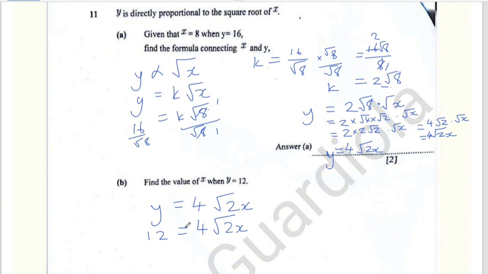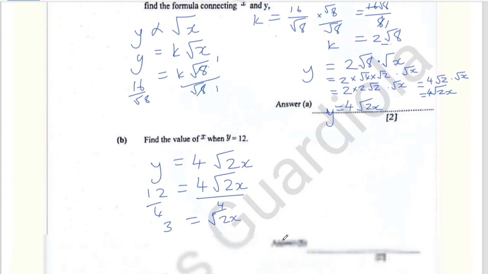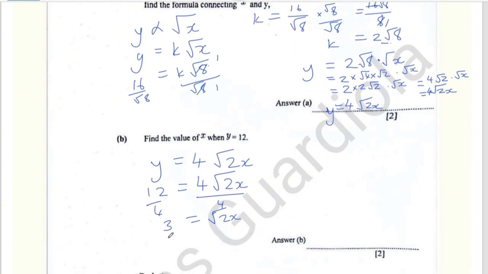Then we divide both sides by 4, since 4 is a common factor there. So we divide the right side by 4, then we divide the left side by 4. So 4 root 2x divided by 4, and 12 over 4 is going to give us 3 equals root 2x. When we get here, now we need to make x the subject of the formula. First, we need to remove the square root sign. So we square both sides.